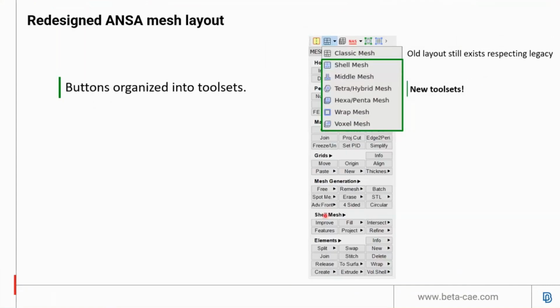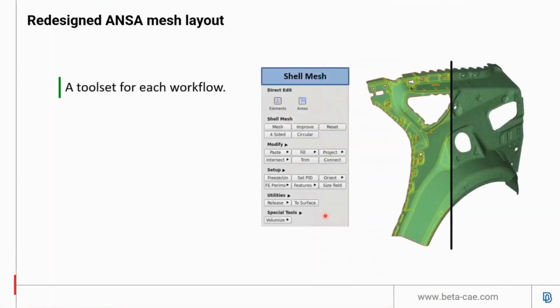So we have different layouts now. As you can see, the buttons are organized into tool sets. A tool set for each workflow will be shown in the corresponding slides. The first one is for the shell mesh.